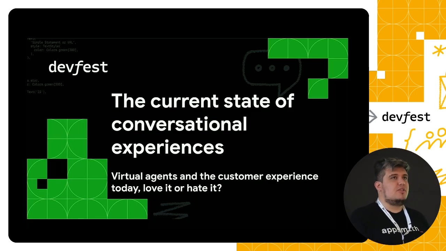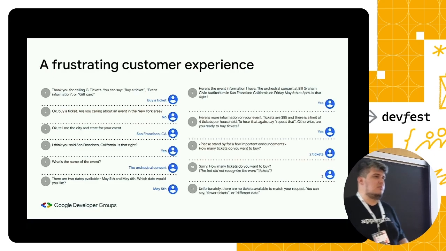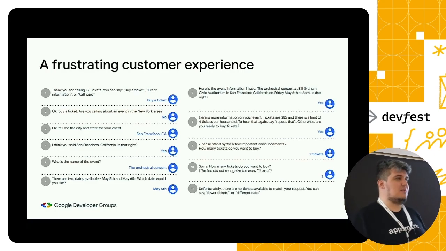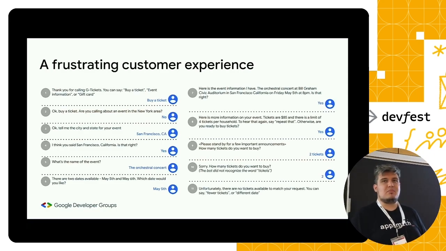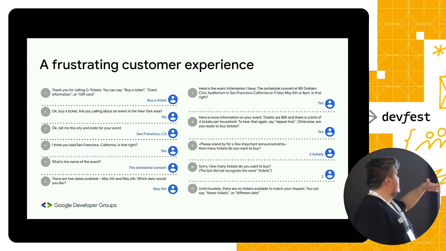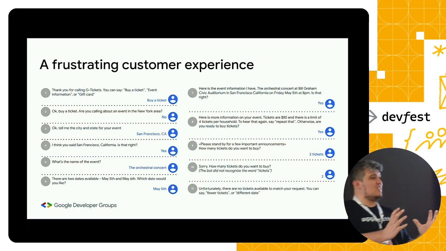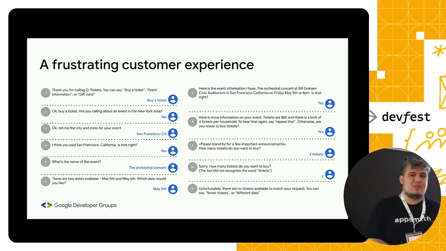You notice it right away, because it's not natural. A conversation with a chatbot, you can really notice it's a machine, because it's not answering like a human being. It's not a natural conversation. So it's something like this. For example, it gives you a message like this, and it's going to tell you what you can do. You can say buy a ticket, event information, or gift card. So it's constraining you to the things that you can do.